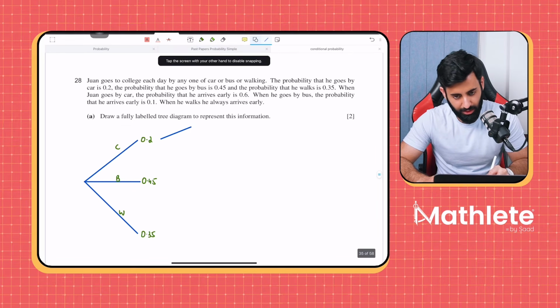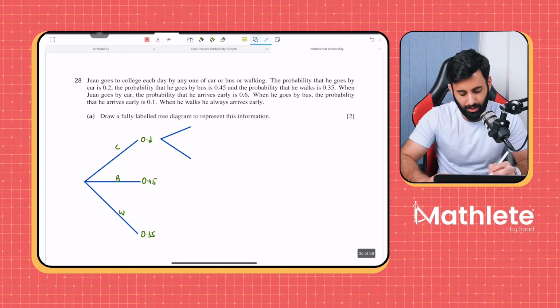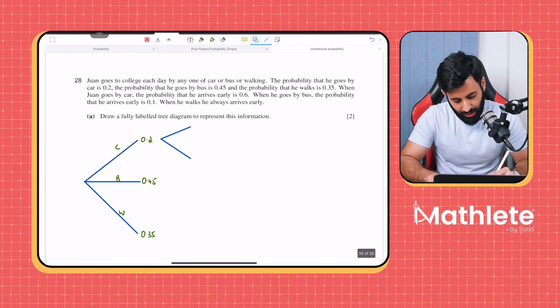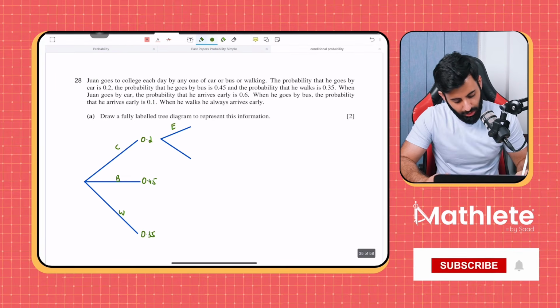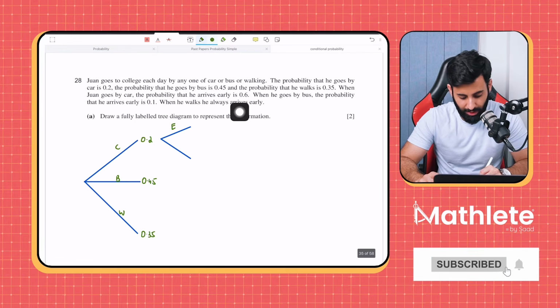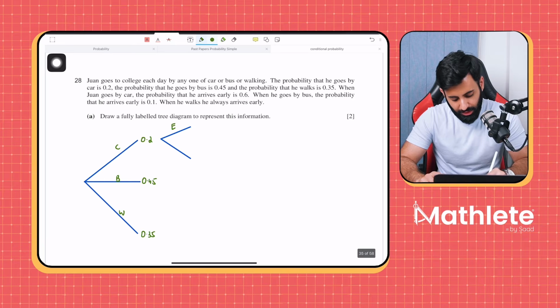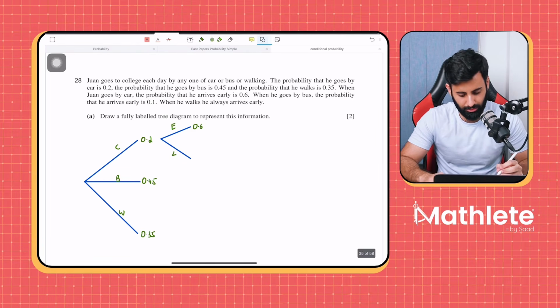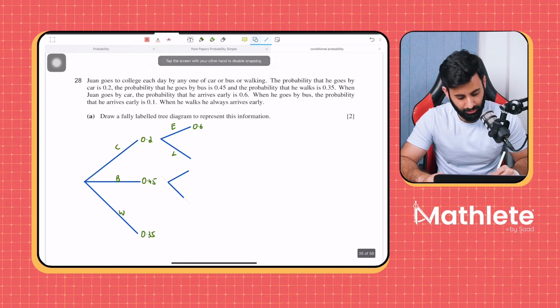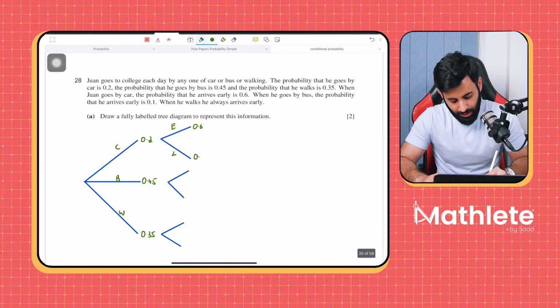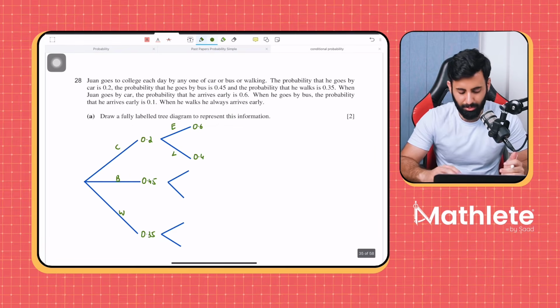And then what happens? After he takes a car, there are 2 possible outcomes. He can either be late or he can be early. The probability that he arrives early when Joanne goes by car is 0.6. So what would be the probability that he's late? Question for you guys. 0.4, obviously. Because you're either late or you're early. There's nothing in between, really.